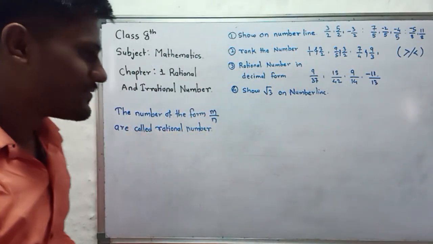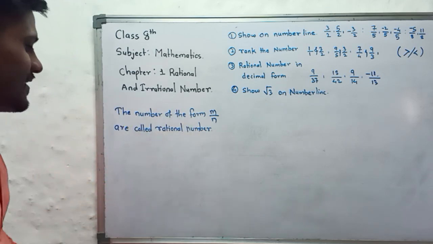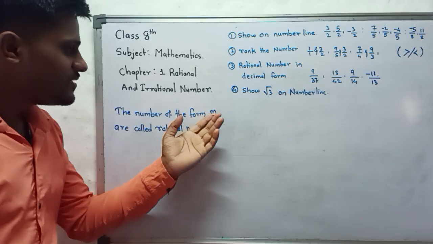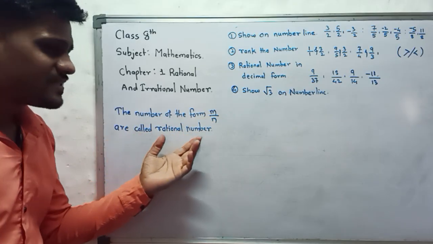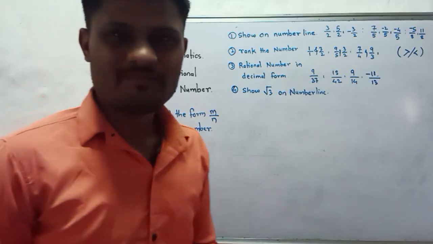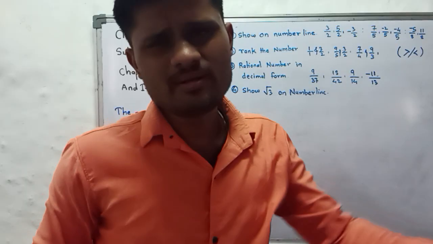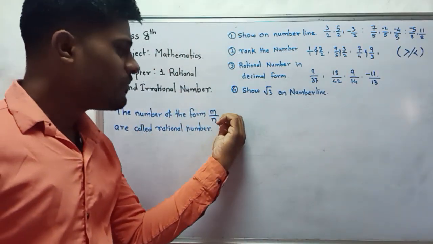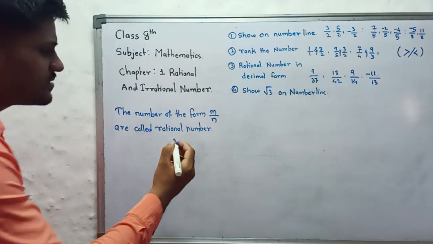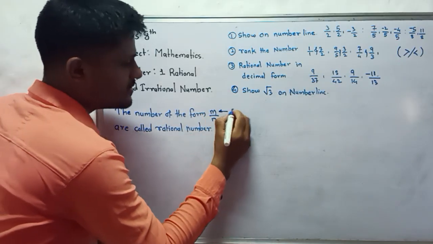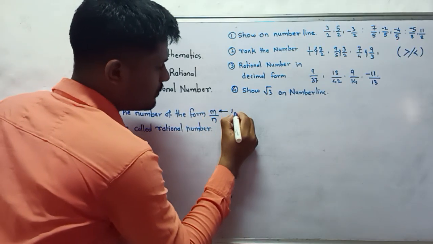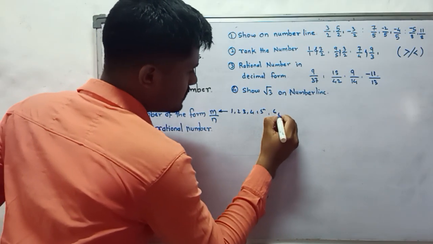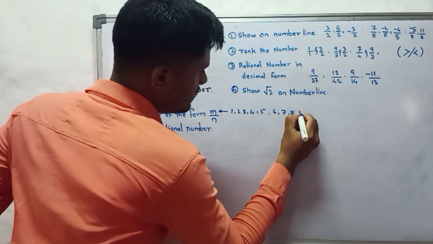So we will go into detail. First, numbers of the form m by n are called rational numbers. What is meant by m by n? All the numbers that we can represent in the m by n form, where m is a digit: 1, 2, 3, 4, 5, 6, 7, 8, 9.